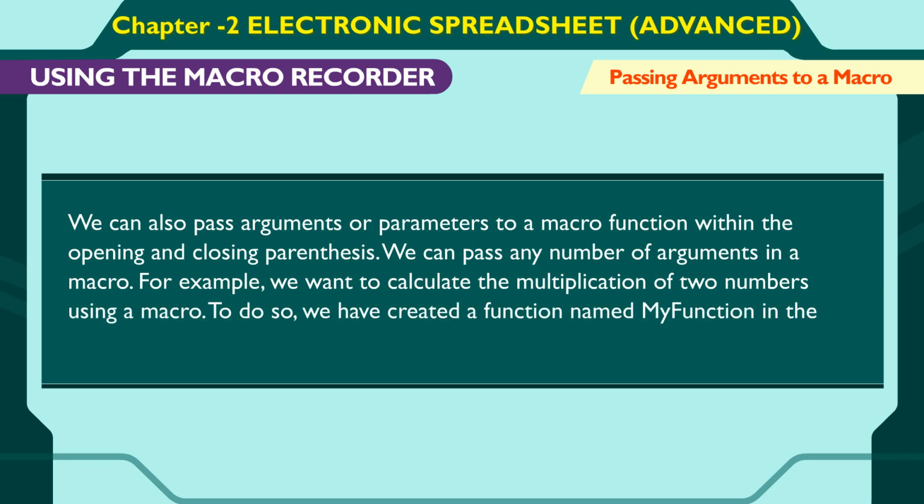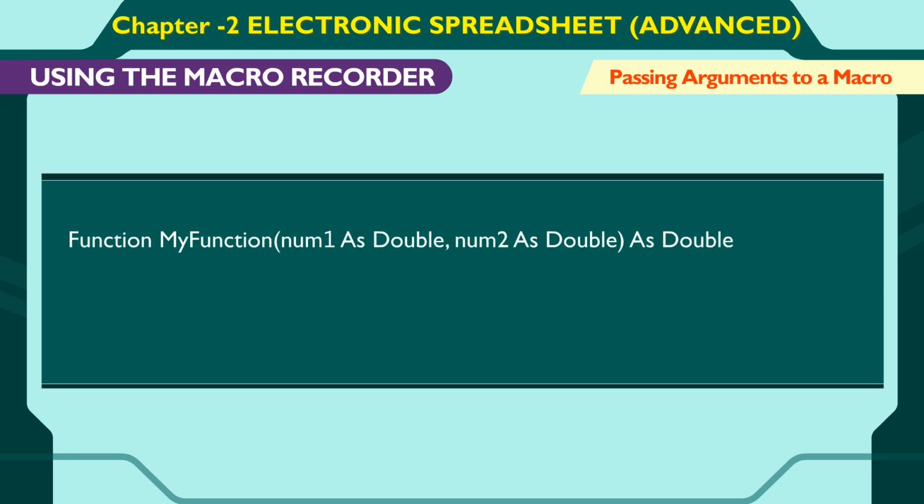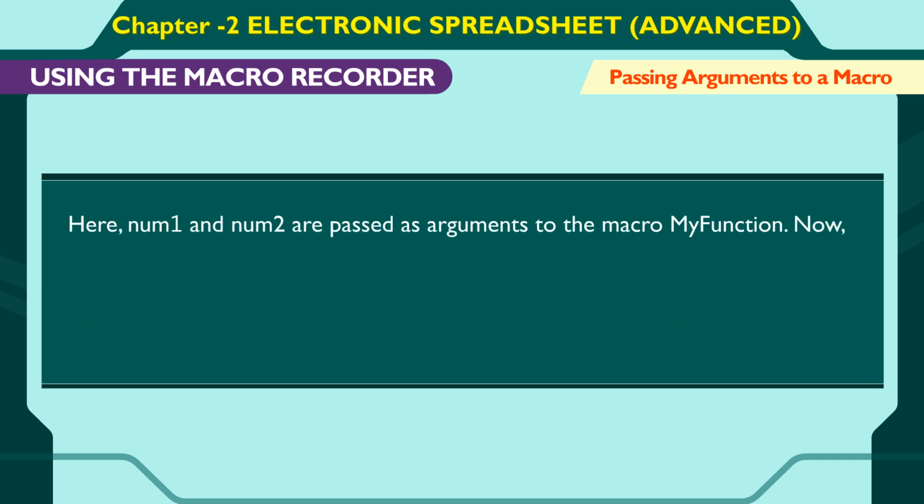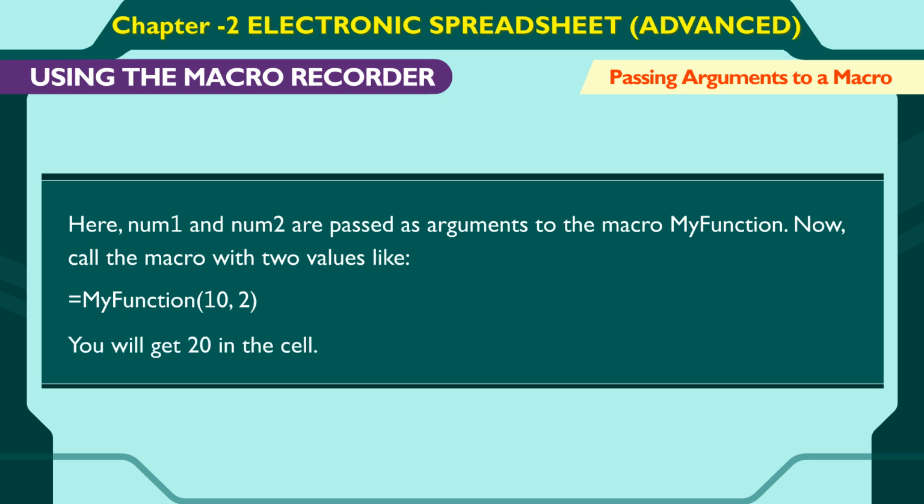To do so, we have created a function named myFunction in the following way. Function myFunction(num1 as double, num2 as double) as double. myFunction = num1 * num2. End function. Here, num1 and num2 are passed as arguments to the macro myFunction. Now, call the macro with two values like =myFunction(10,2). You will get 20 in the cell.